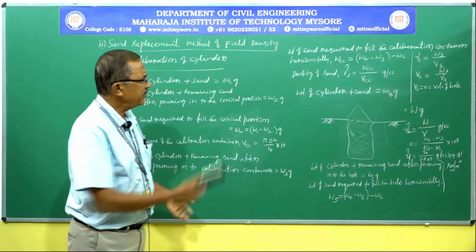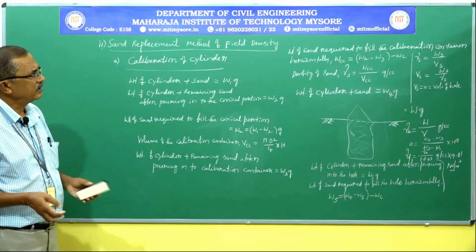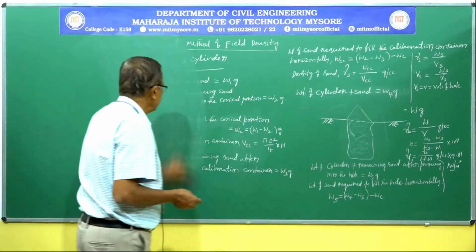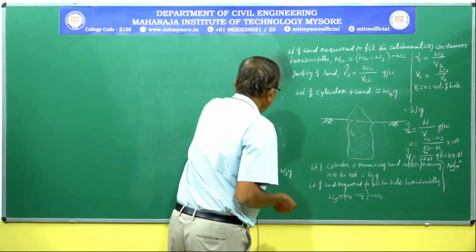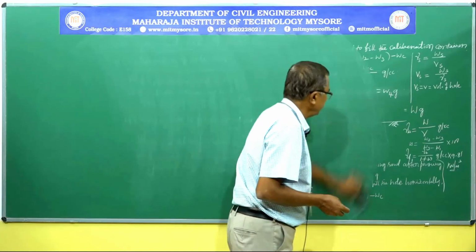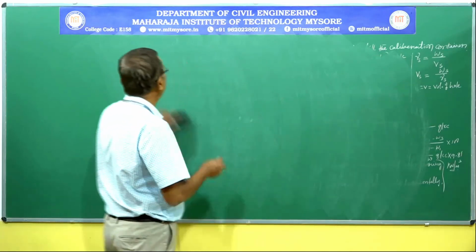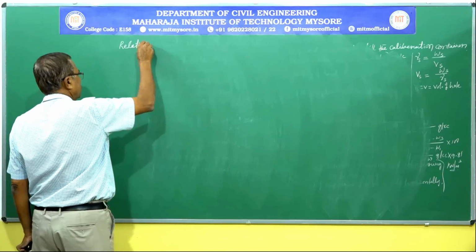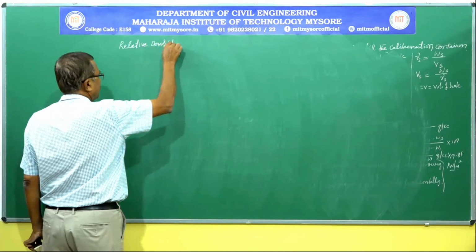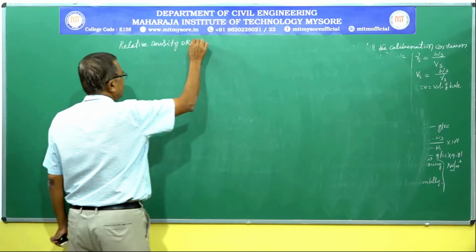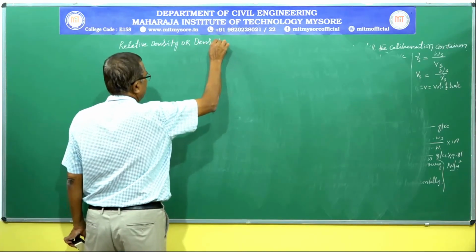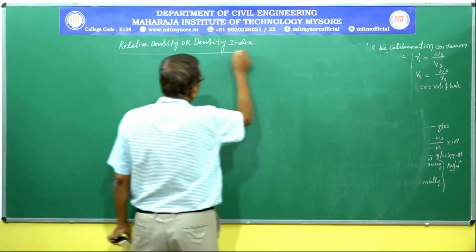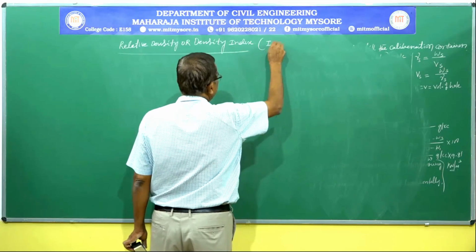So likewise we can determine the field density of the soils. The next index property is the relative density, or density index, and it can be denoted as ID.